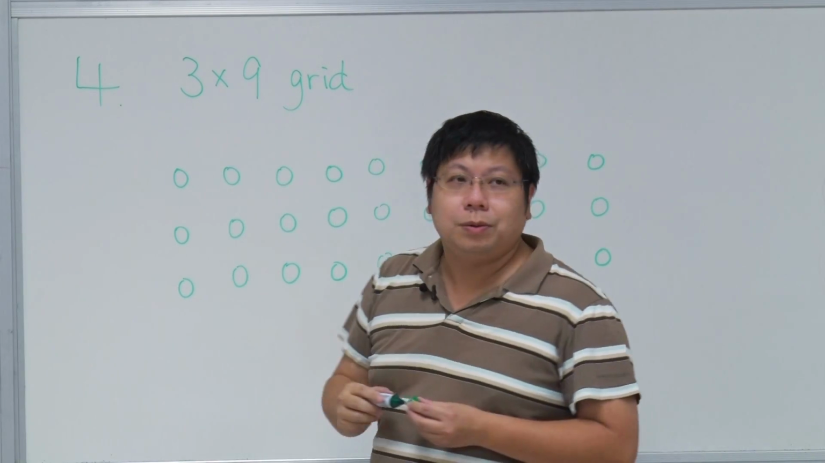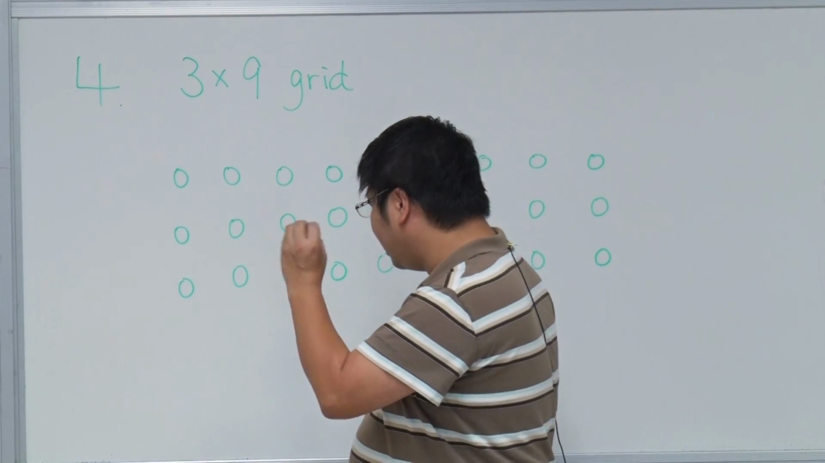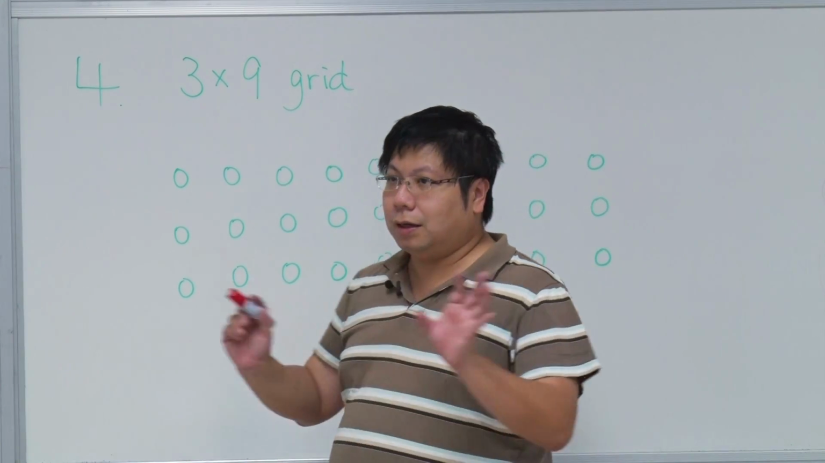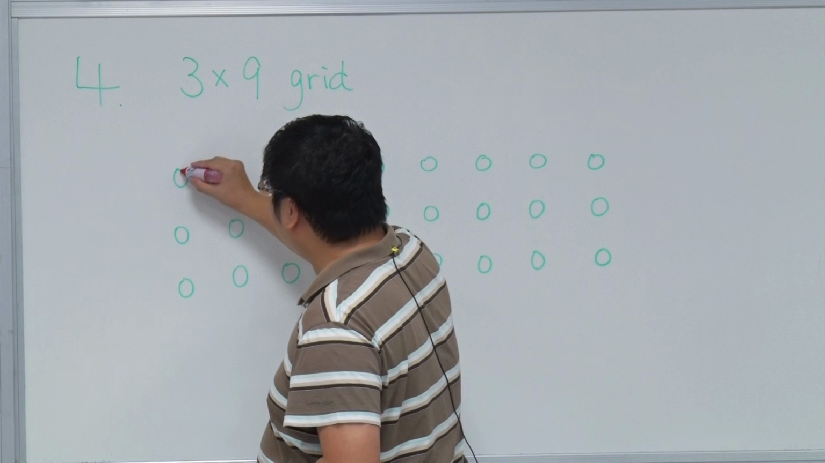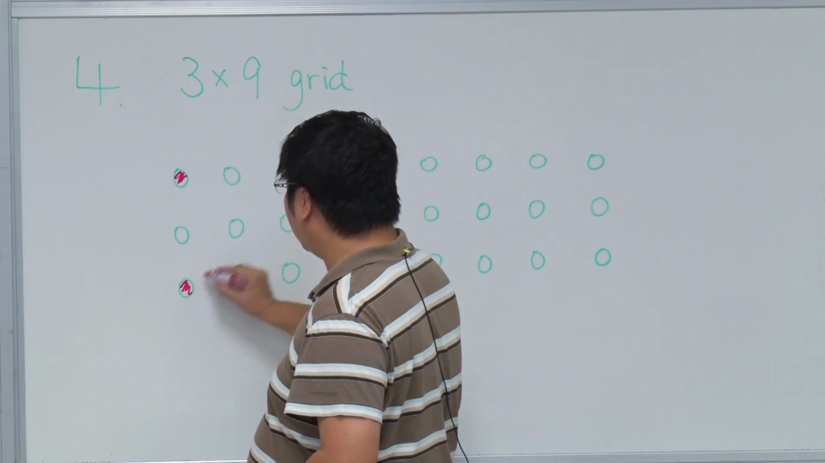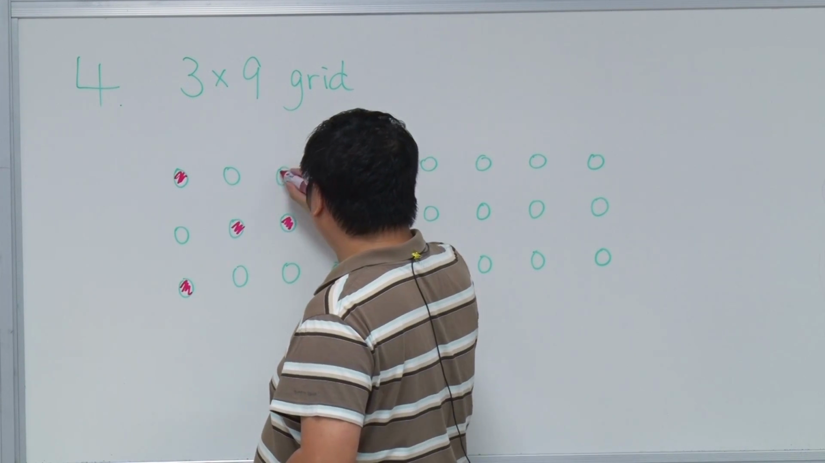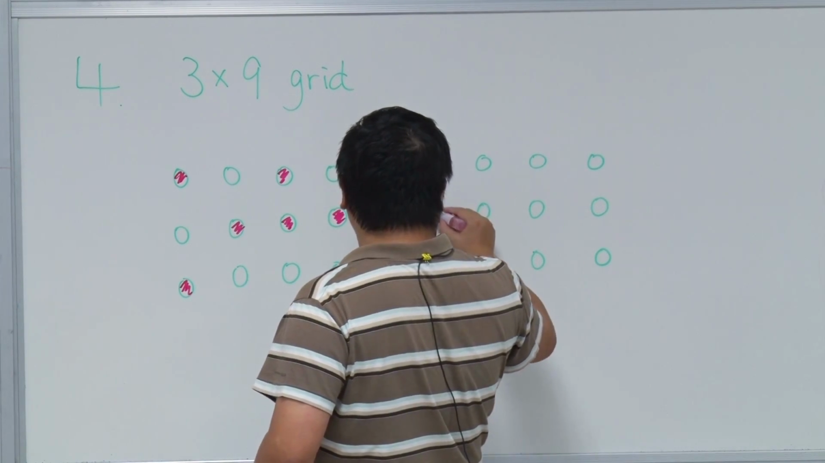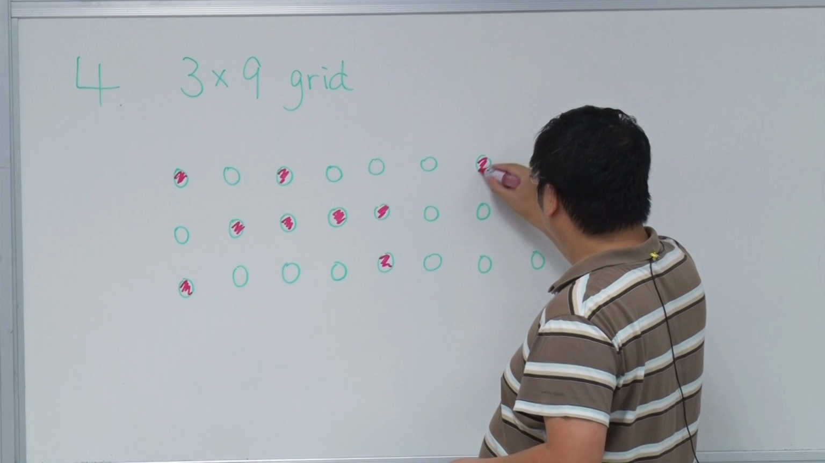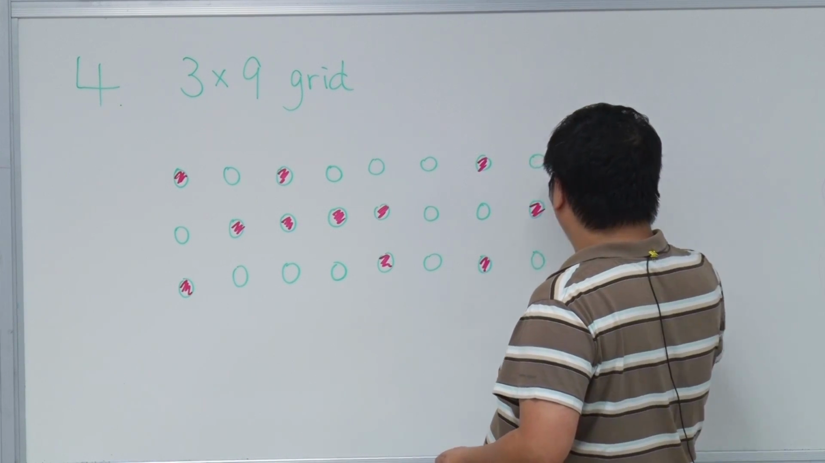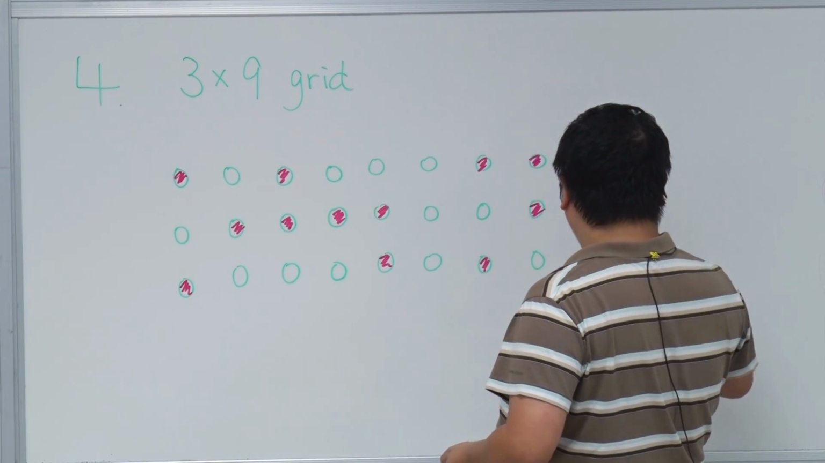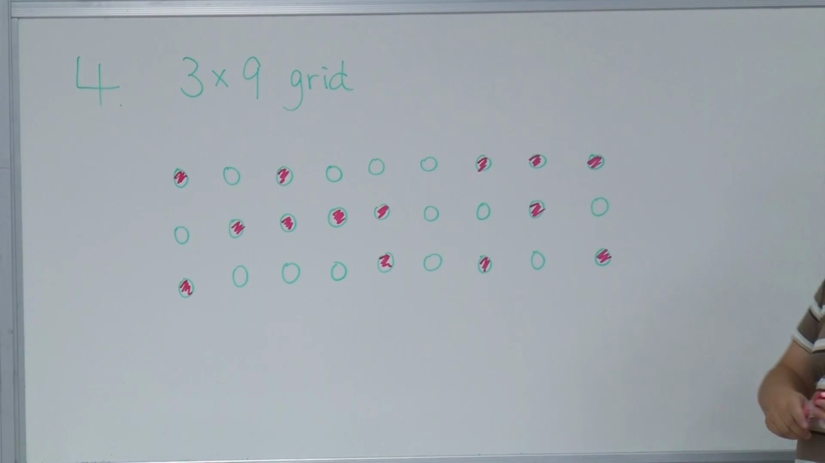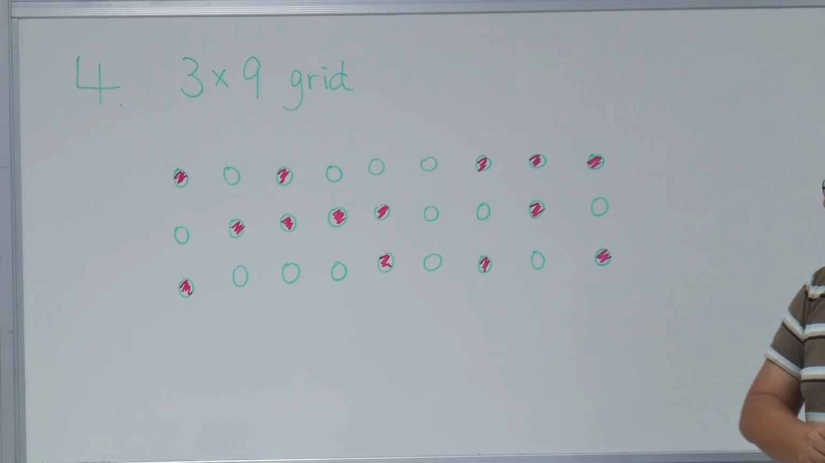We are going to color the points either red or white. This is red, this is red, this is red, this is red, and maybe they are always red. Let's say this is the case that we color.